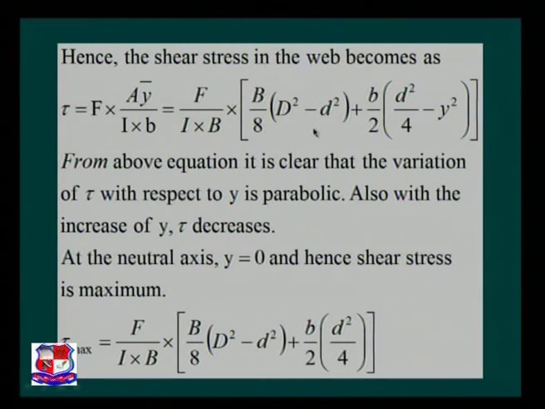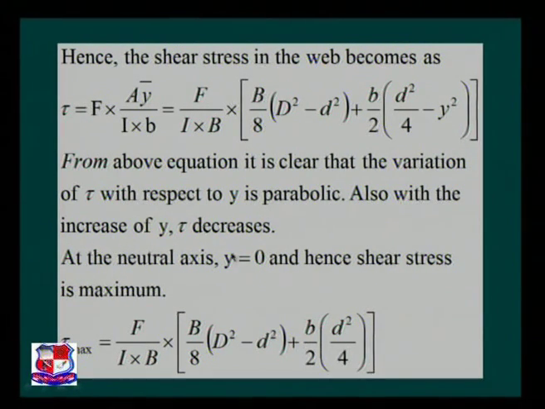So now visualize over here. B, capital D, small d are constant values for a given section. The only variable parameter is y. So it is very clear that the variation of tau with respect to y is parabolic in nature. Also the minus sign is there, minus y square is there, hence with the increase of y, the value of shear stress tau goes on decreasing.